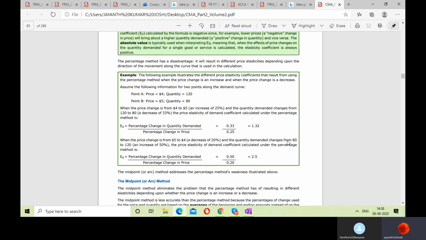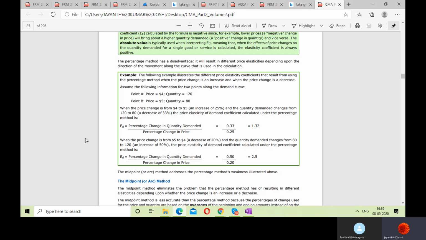Okay. So now what does it show? It shows the price elasticity of demand, how your demand responds to changes in price. When there is a 25% increase in the price, the demand is changing by 33%. And it is like your quantity demanded is 1.32 times your price change. That is what we are seeing here.